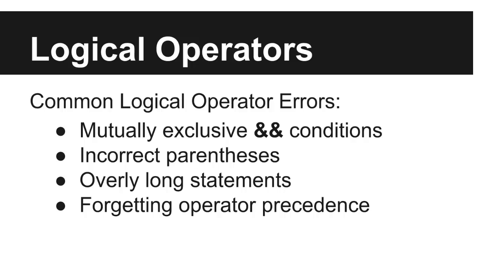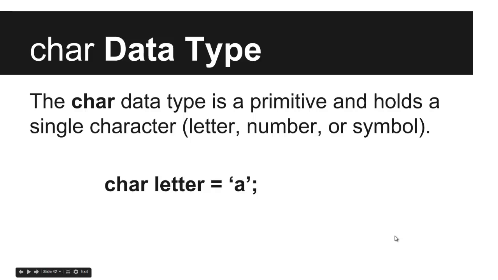The last logical operator error that you'll probably see is forgetting operator precedence. That is to say, evaluating the logical or before the and, which is incorrect. The and always comes before the or. We go from most restrictive to least restrictive. Those are all errors that are pretty easy to fix. Just some of them are sometimes difficult to find.